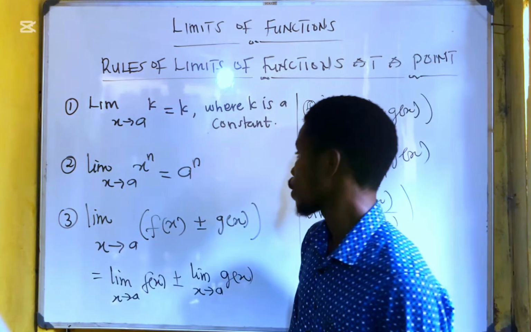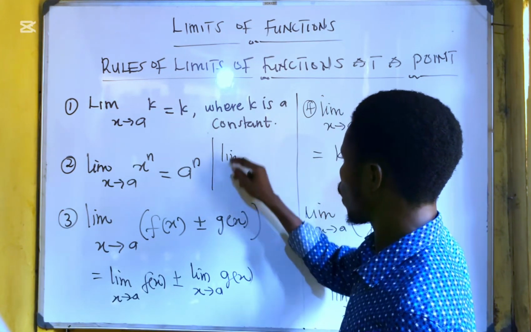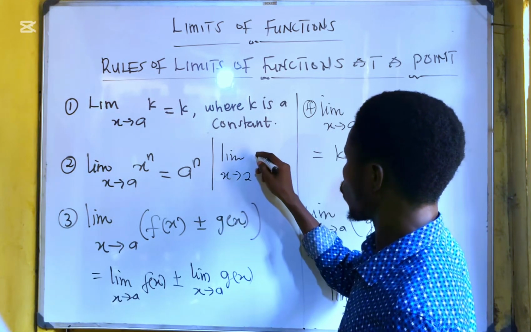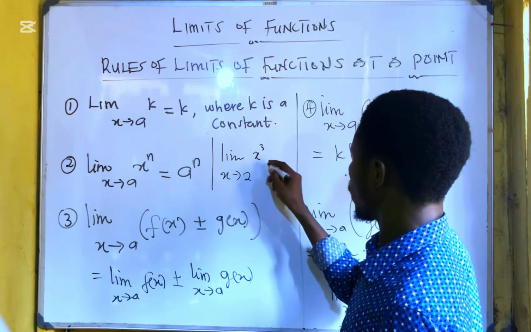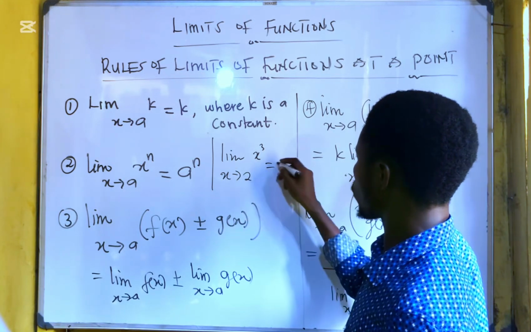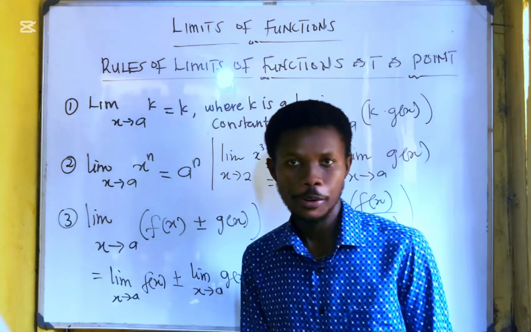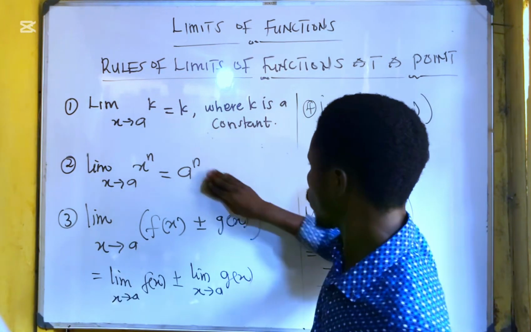Is that okay? So what you are trying to say here is that if I have the limit as x approaches, let's say 2, of x to the power 3, it means that wherever I see x, I should put 2 there. So it's going to be 2 to the power 3, and the answer is what? 8. Is that okay? Very good. So once you know this, you move on.